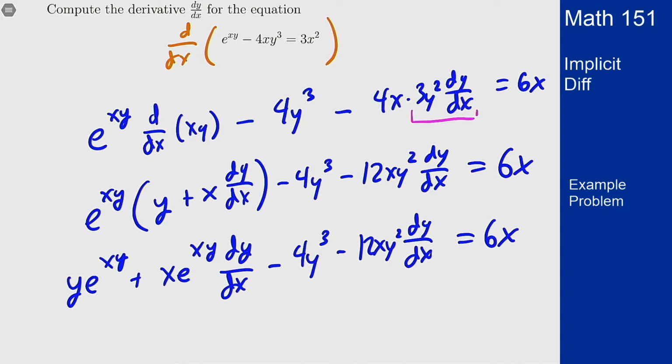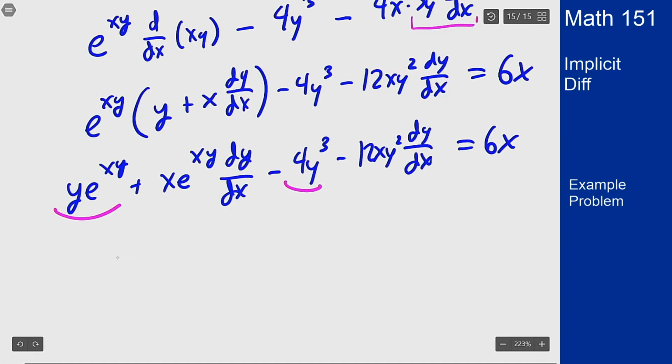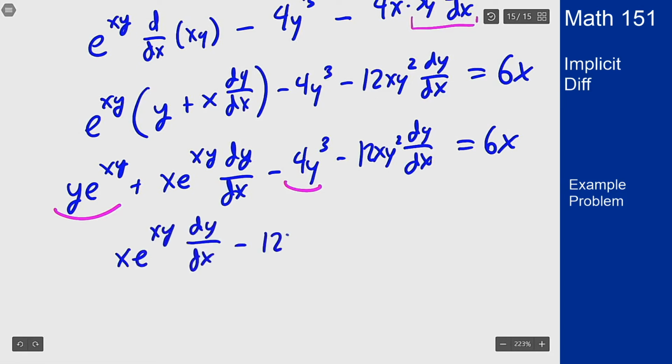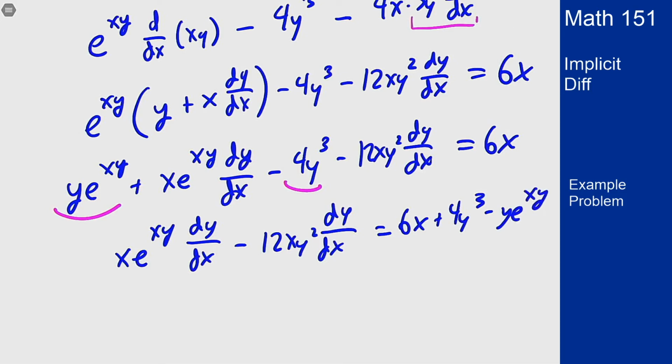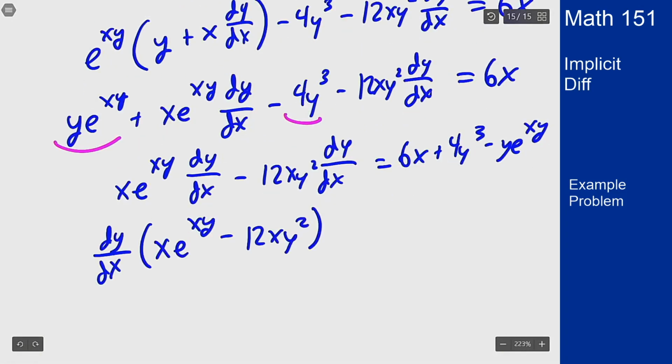So I want to have all terms with dy/dx on one side of the equation and everything else on the other side. So that means I should move these two terms over to the right, giving me x e^(xy) dy/dx minus 12xy^2 dy/dx equals 6x plus 4y^3 minus y e^(xy). I can then factor the left-hand side of this by pulling a dy/dx out of each term, and the rest remains the same.